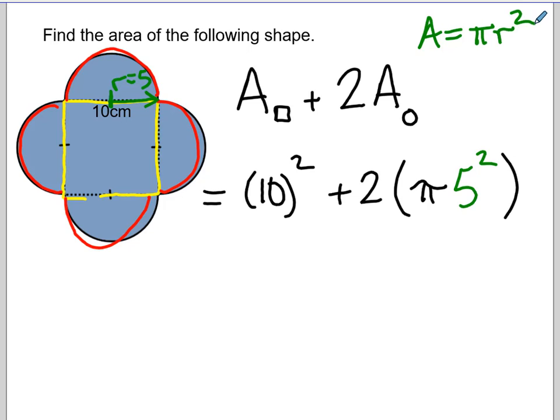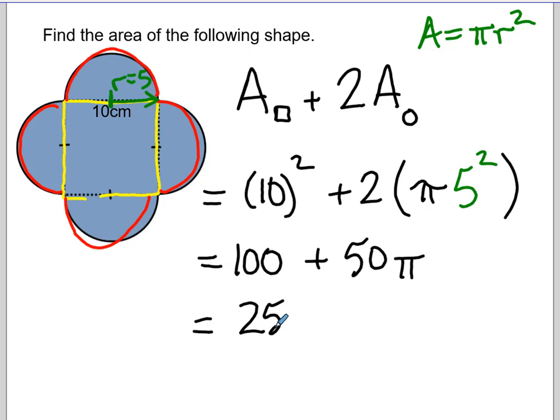Okay, and then we would clean this up. So 10 squared is 100. 5 squared is 25 times 2, so this would be 50 pi. And then we can multiply and add those pieces together. 50 times 3.14 plus 100, and I would have 257 squared centimeters.